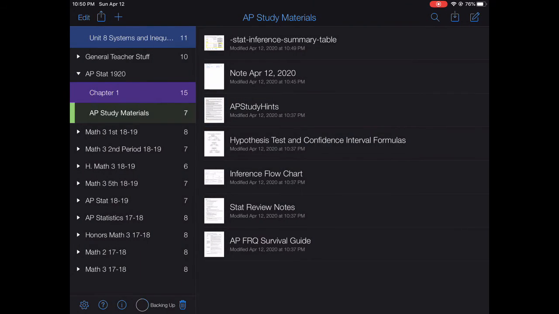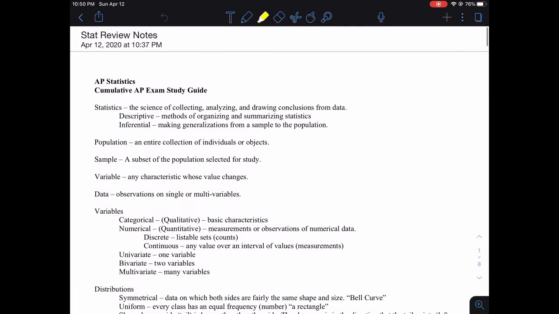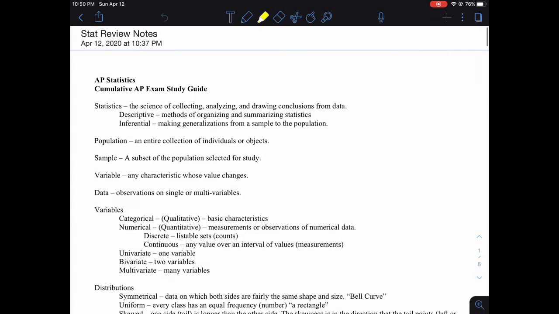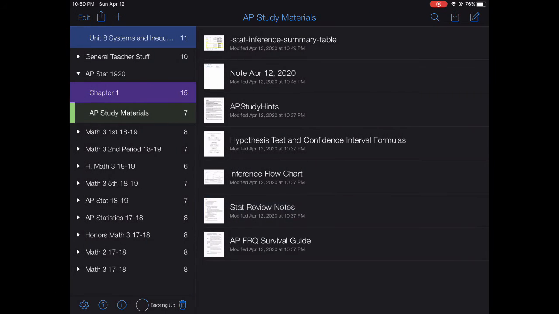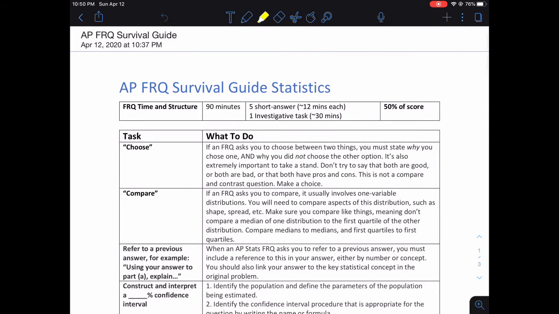The other thing I would make sure to look at is this AP FRQ survival guide. Read through this. Now this is not so important because that's not how it works anymore, but make sure that you read through this and that you know exactly what these words mean. So like, what does choose mean? When our FRQ asks you to choose between 2 things, you must state why you chose one and why you did not choose the other option.